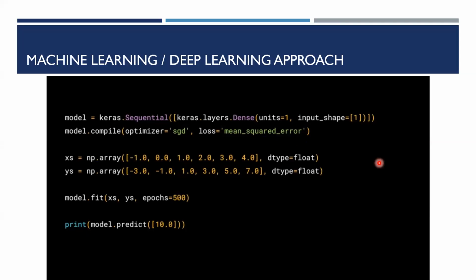This is very basic, like in programming, the hello world program, where you try to print hello world. So this is the hello world simple neural network, where you have a single layer, a single neuron, and a single input.